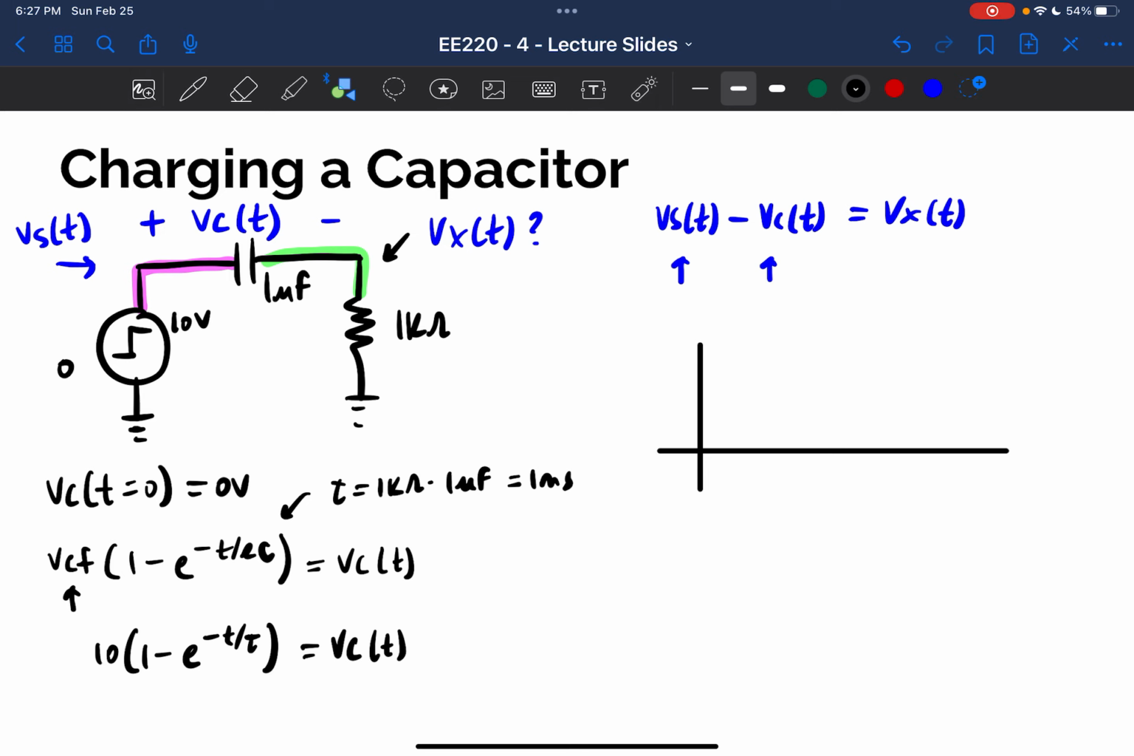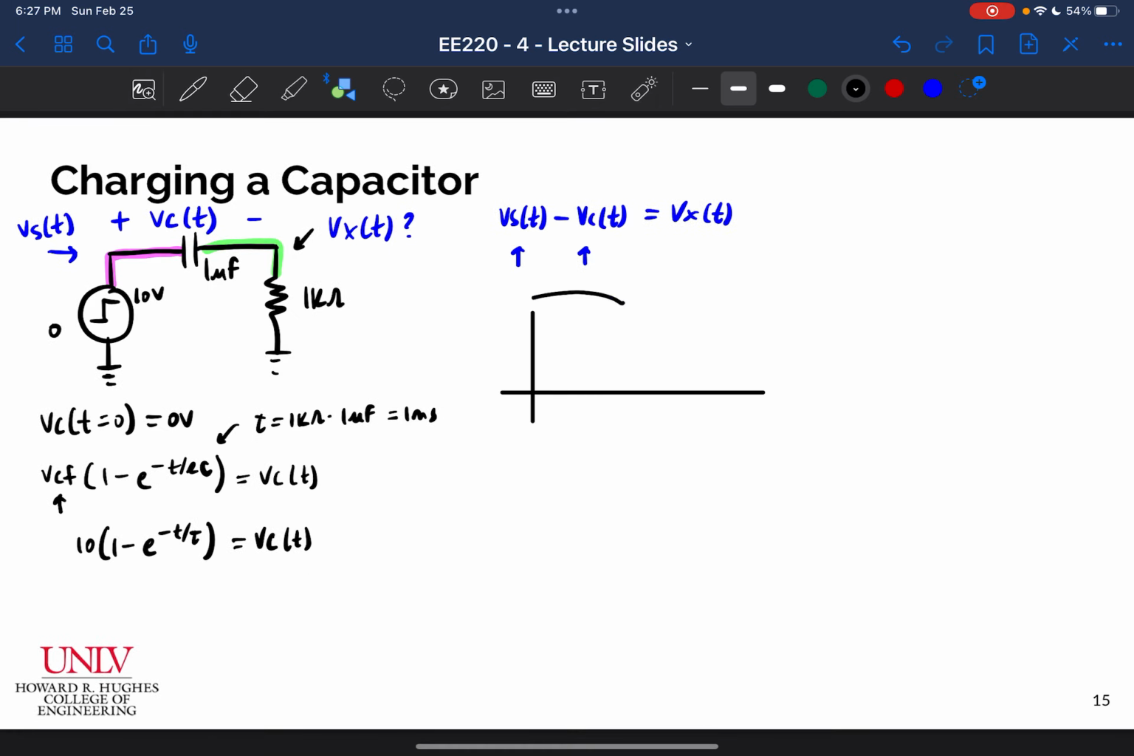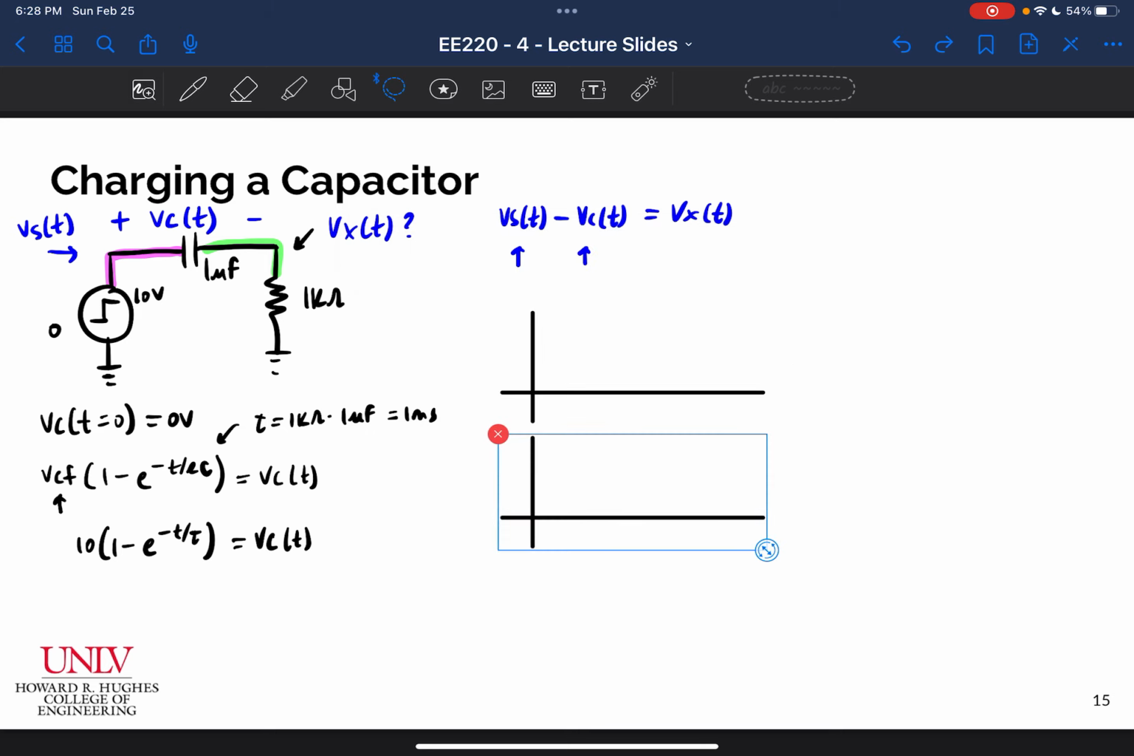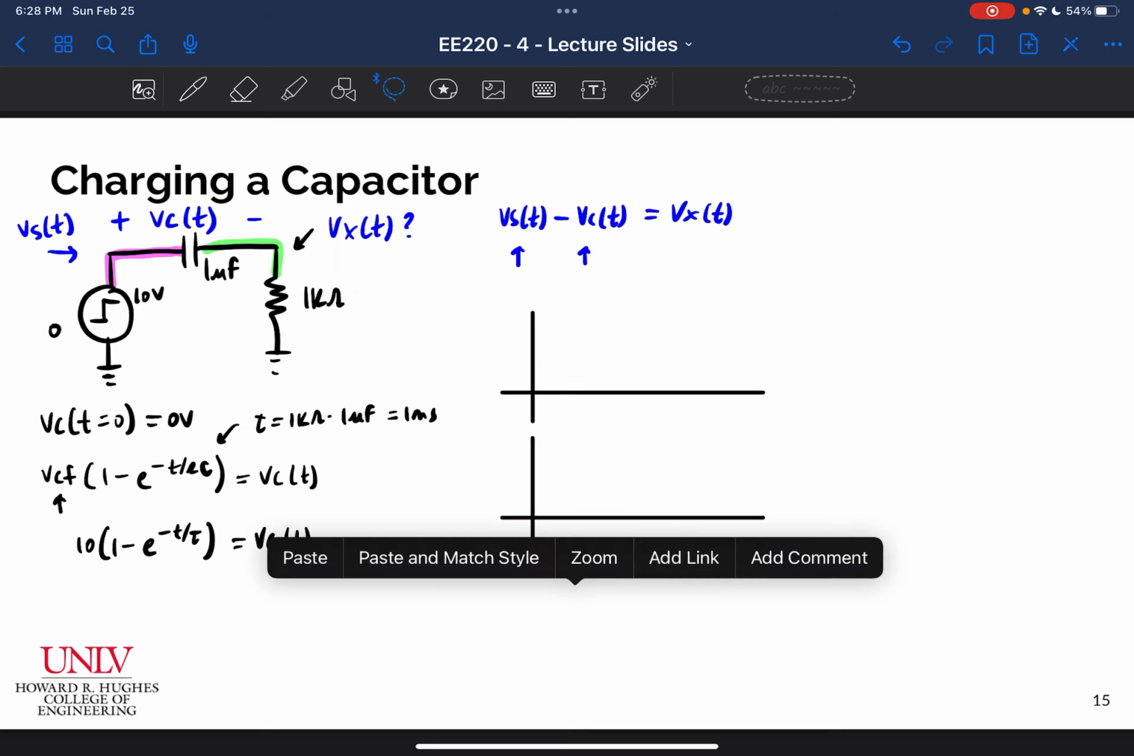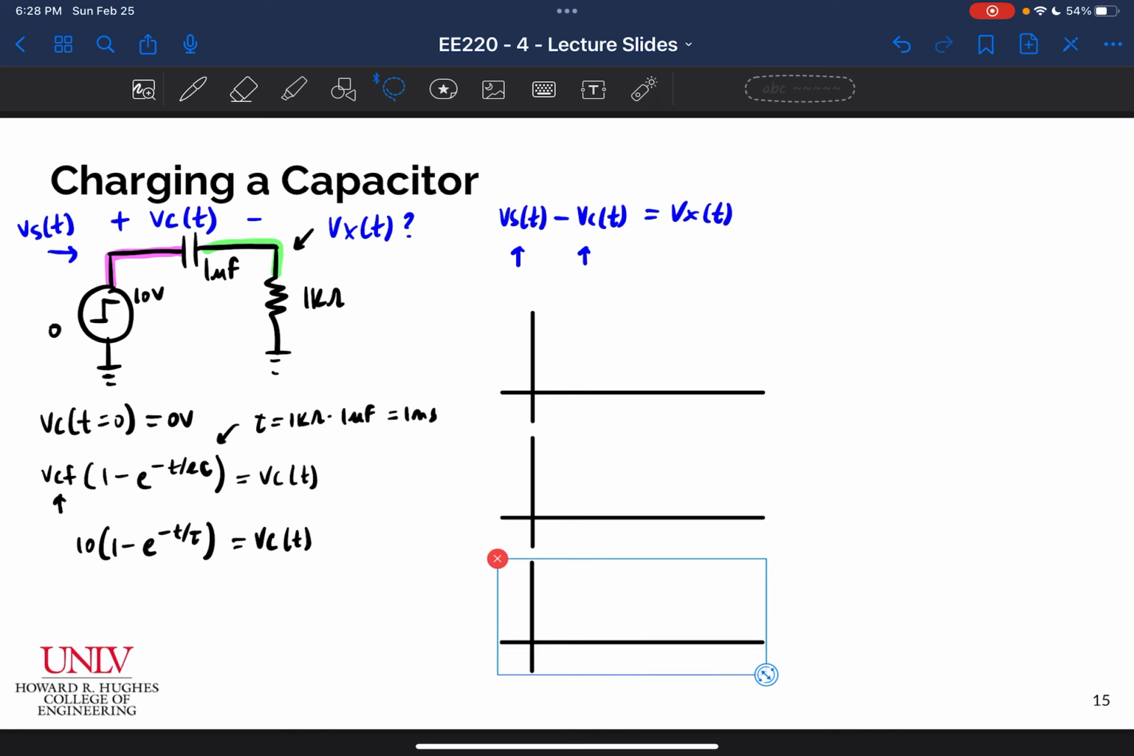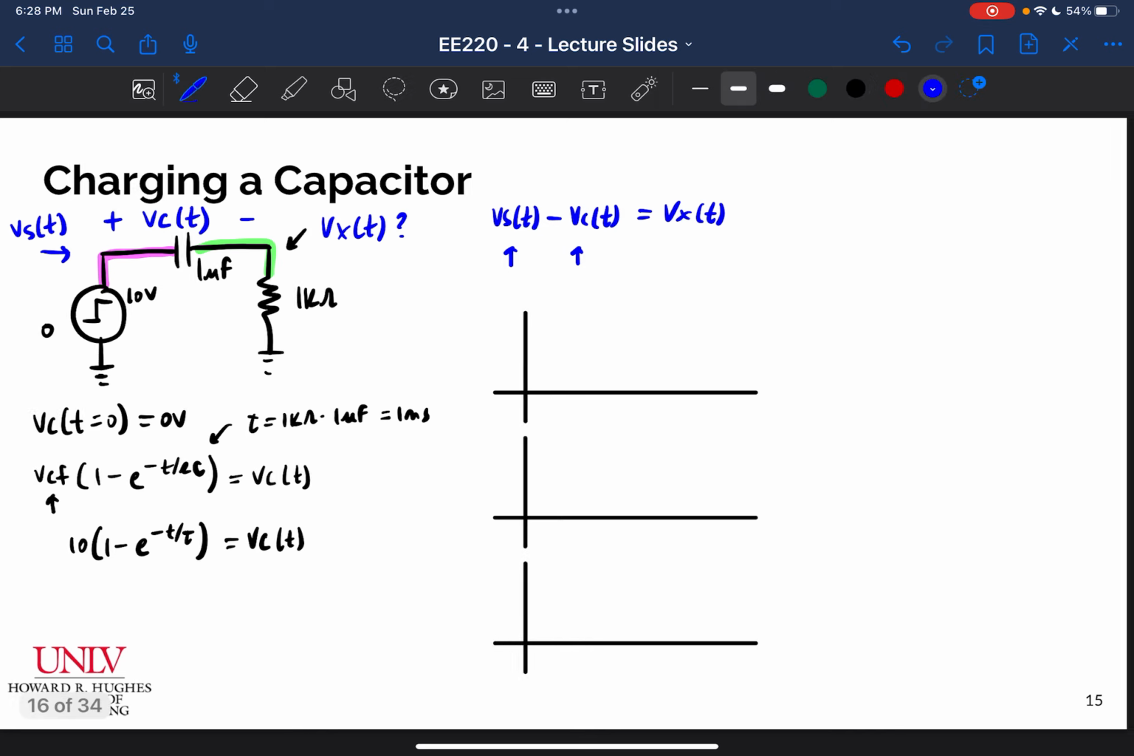So let's actually go ahead and make 3 of these because we're interested in 3 different things here. I'll copy this, I'll paste it here, and then I'll paste another one here. So we're interested in 3 things. We're interested in Vs of t.